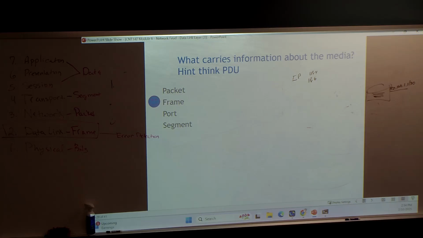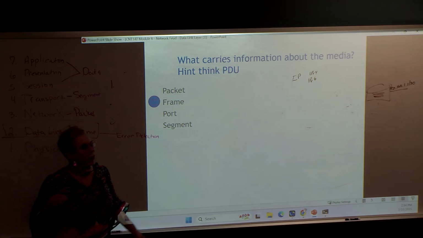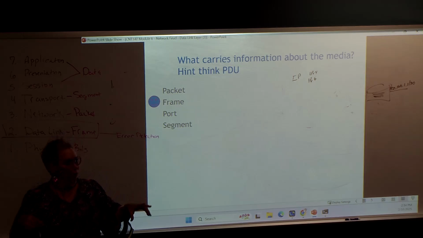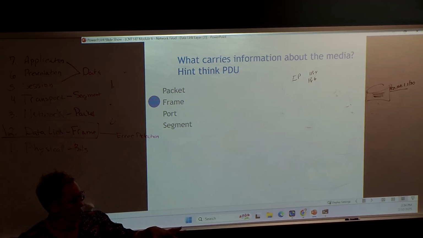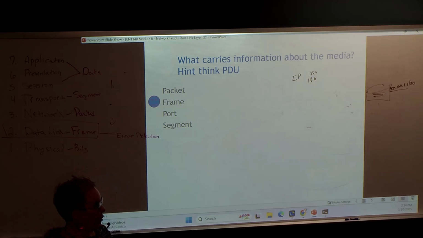There are maybe 12, 13 things in this class that by the end of the class you should know. One of them is the default gateway, which we've already talked about. Another really important one is the OSI model, the PDUs, and then binary. When we are done with this class, you all need to know how to find a network address.